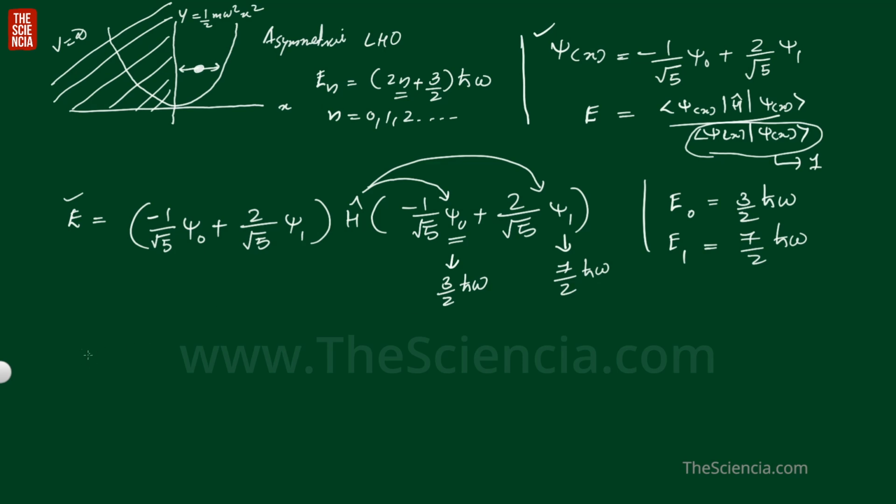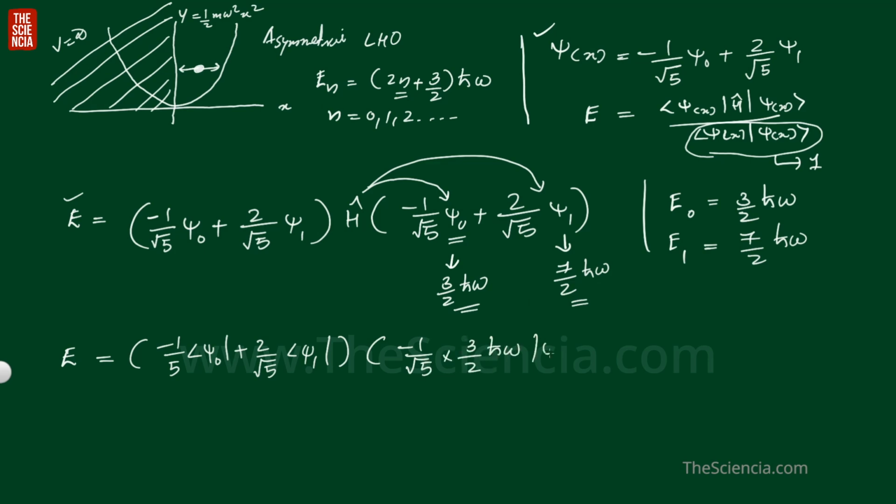Okay. Now we have to find out the energy expectation value, that is equal to minus 1 by root 5 bra psi 0 plus 2 by root 5 bra psi 1. When this Hamiltonian operator operates on this wave function, we will get these energy values. Okay, so we can substitute those values here, that is minus 1 by root 5 into 3 by 2 h cross omega ket psi 0 plus 2 by root 5 into 7 by 2 h cross omega ket psi 1.